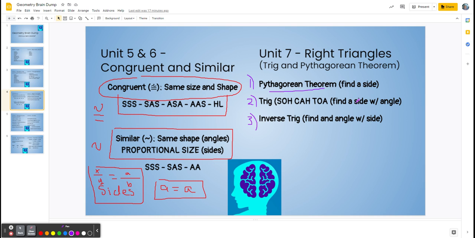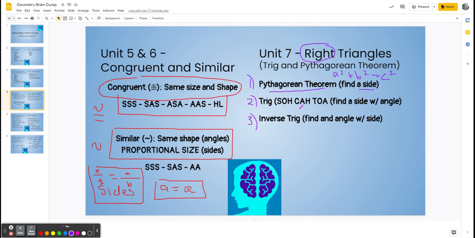What's Pythagorean theorem, folks? A squared plus B squared equals C squared. The only thing Pythagorean theorem can help you with is sides of right triangles. It's the only thing Pythagorean theorem helps with. It is very useful, but it has one purpose and one purpose only: finding sides of right triangles. The triangles have to be right. Somehow that escapes a couple of people every year.